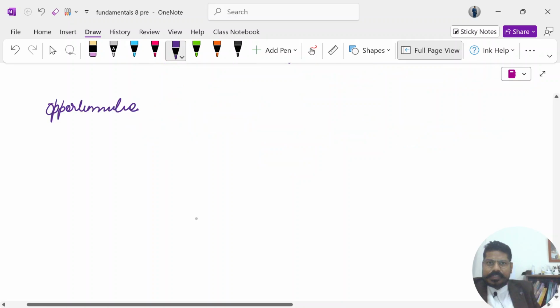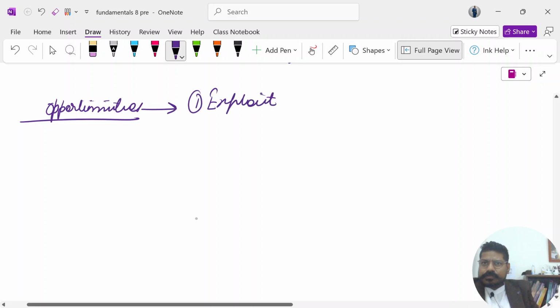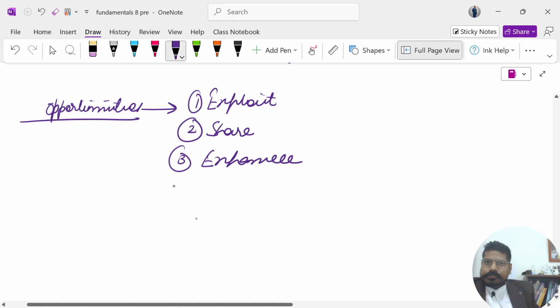Now similarly, for opportunities, as we discussed, we need to maximize these opportunities. The tools are exploit, share, enhance, accept, and escalate.